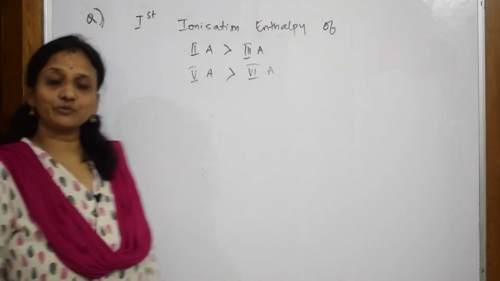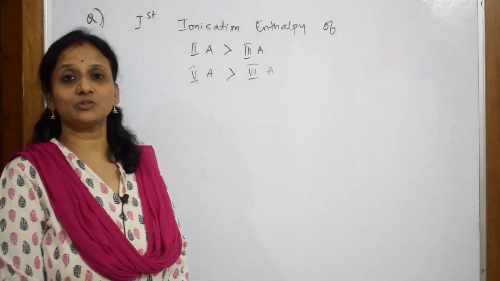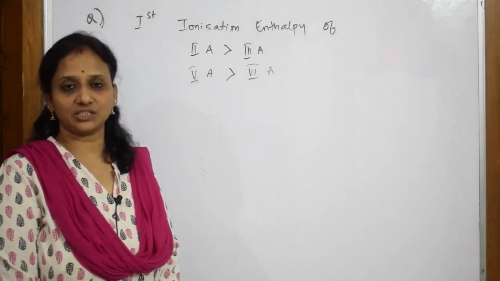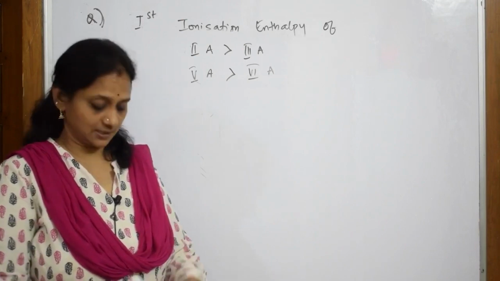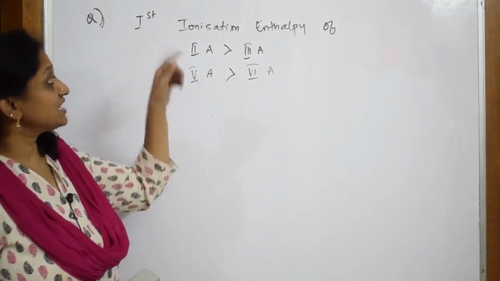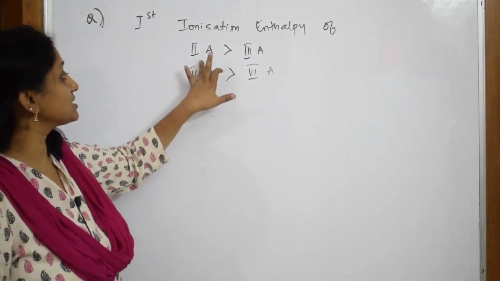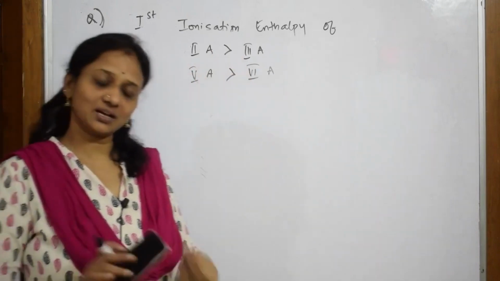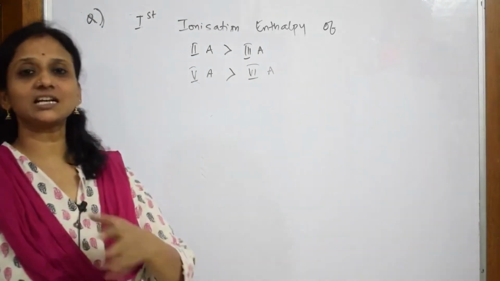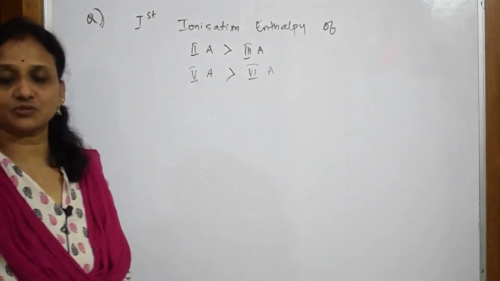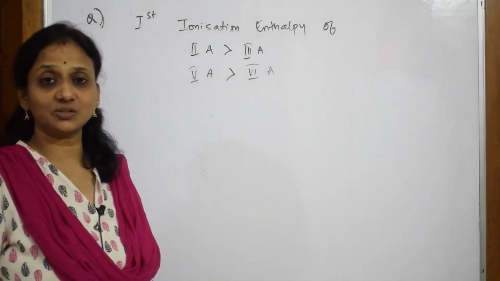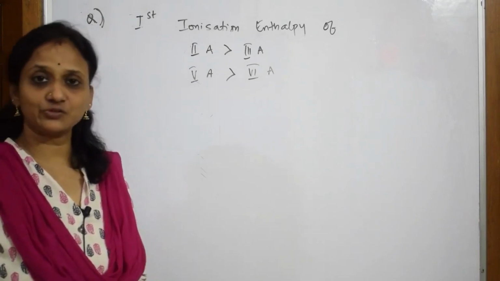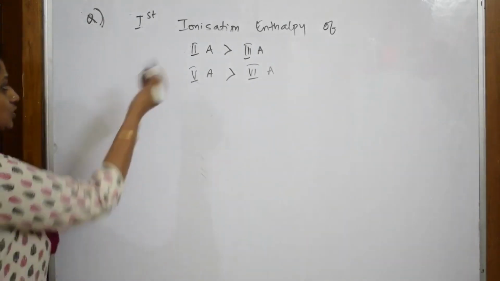So now we've already seen what is ionization enthalpy. Now let's start solving questions based on ionization enthalpy. What are the different types of questions asked? Let's see the question. First, ionization enthalpy of 2A is greater than 3A, and 5A is greater than 6A. As I said, everything is related to your electronic configuration only. We very well know ionization energy, which you have seen in the earlier video. Now I need to compare.